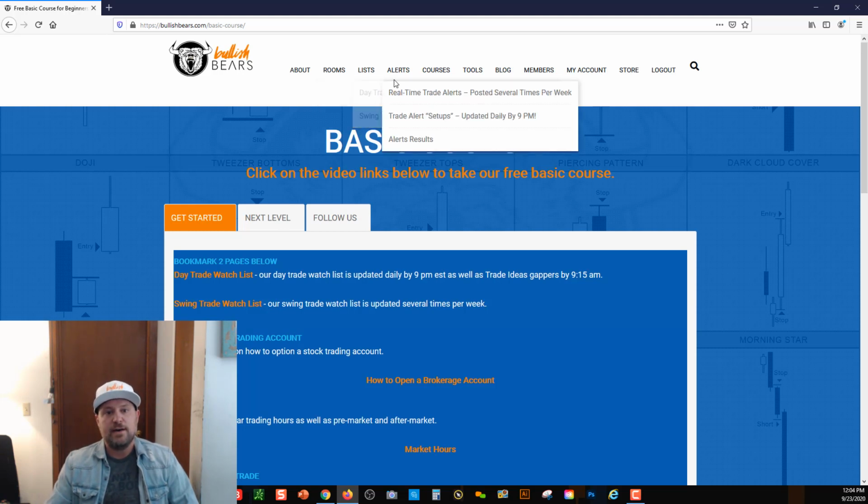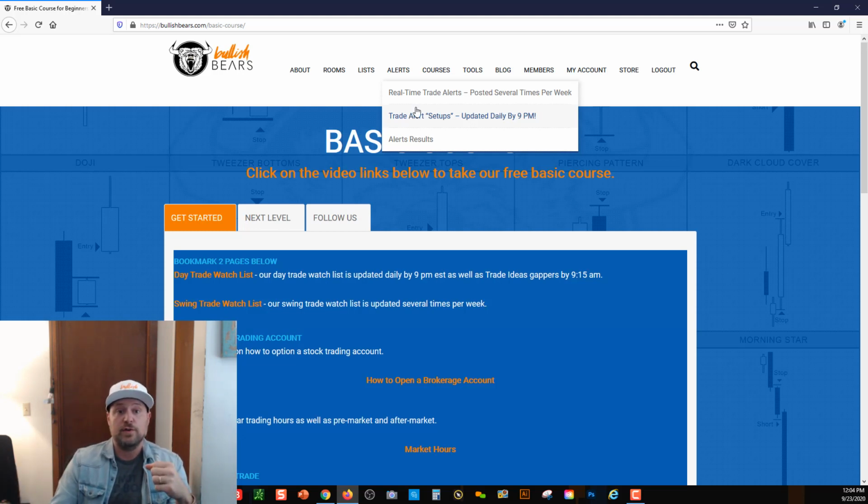And then we also have right over here real-time trade alerts, which are our options alerts, as well as our trade alert setups. So we do real-time trade alerts with options that you can use as stocks, or you can trade shares of stocks instead of options. But if you're not an options trader, we do our trade alert setups, which are key entry and exit signals that you want to look for. And we do them on penny stocks as well as larger cap swing trades.